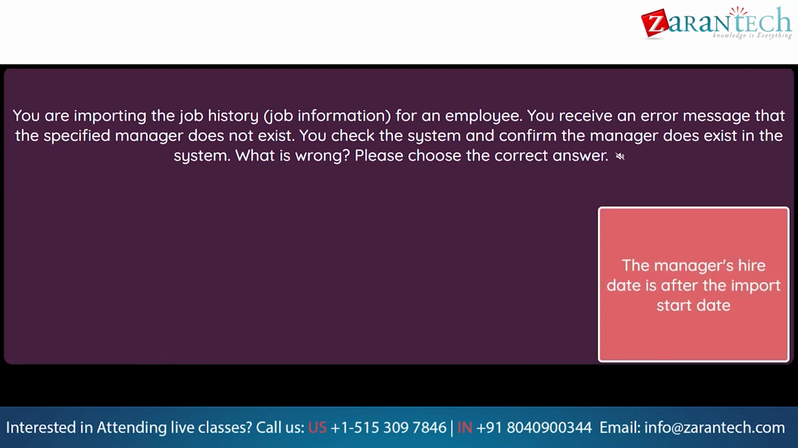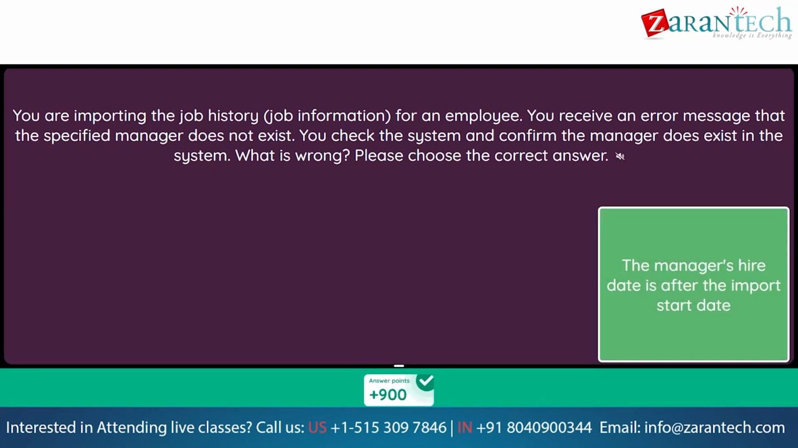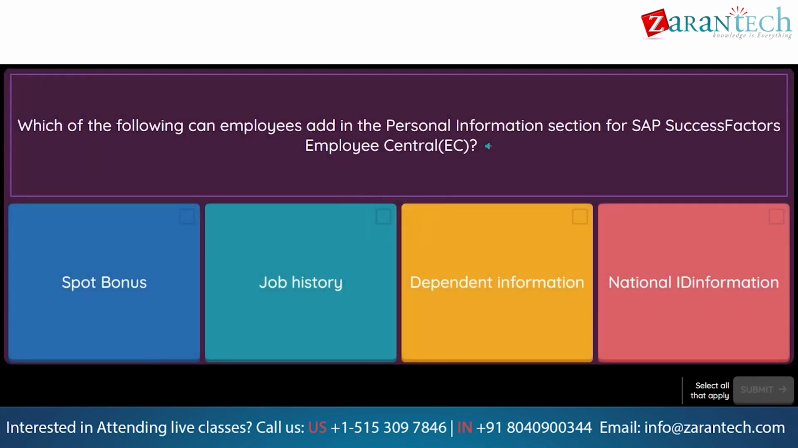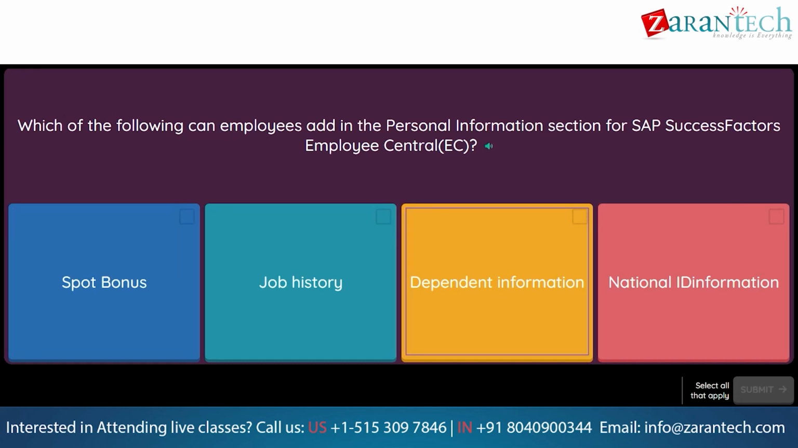Question: Which of the following can employees add in the personal information section for SAP SuccessFactors Employee Central, EC? Option 1 Spot Bonus. Option 2 Job History. Option 3 Dependent Information. Option 4 National ID Information.